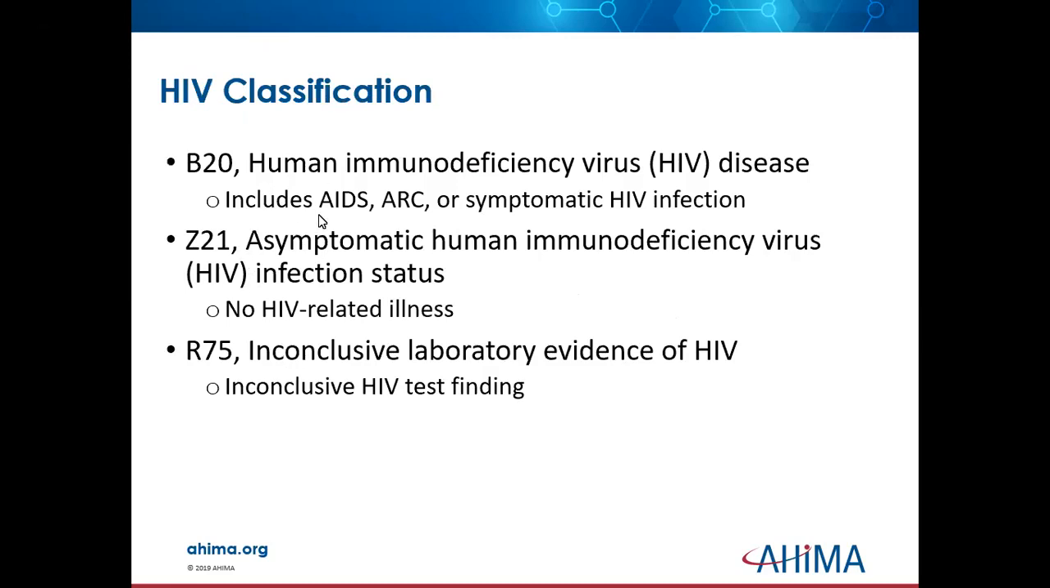These are all mutually exclusive. B20, they're positive with symptoms of the disease. Z21, they're positive for the virus, but they have no symptoms. And then R75, it's inconclusive. It's one of these three. It can't be more than one of these three.